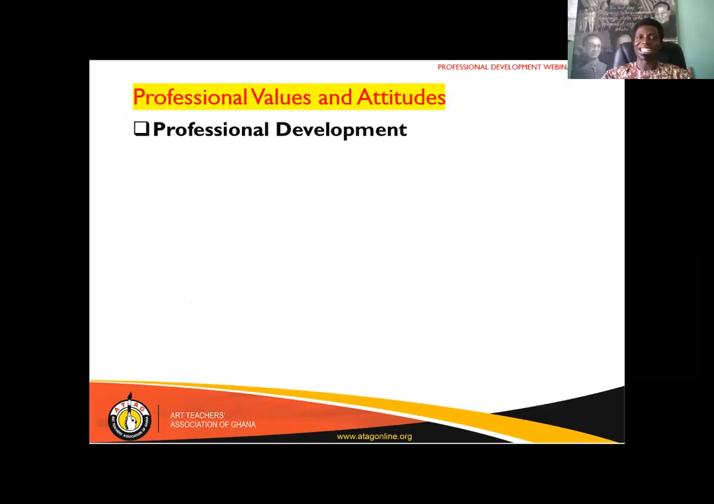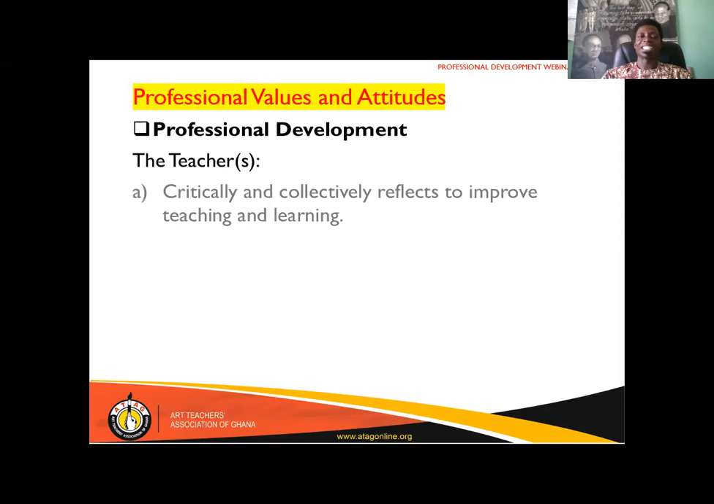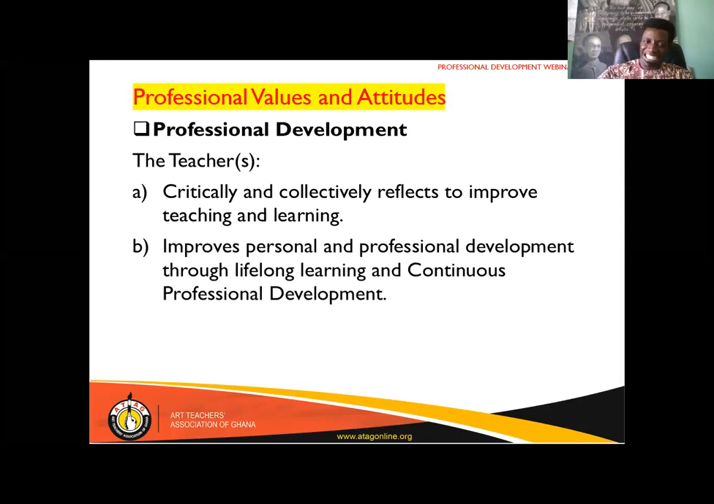Under professional values and attitude, there's one thing we call professional development. Under professional development, teachers are expected to critically and collectively reflect on their practices to improve teaching and learning, right? And teachers are also expected to improve personal and professional development through lifelong learning and continuous professional development. That's it.